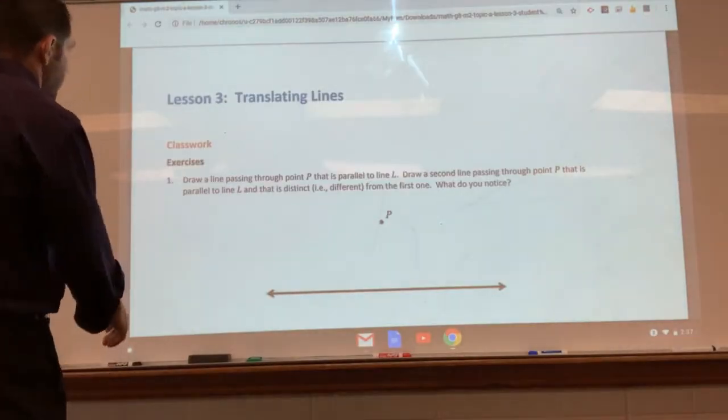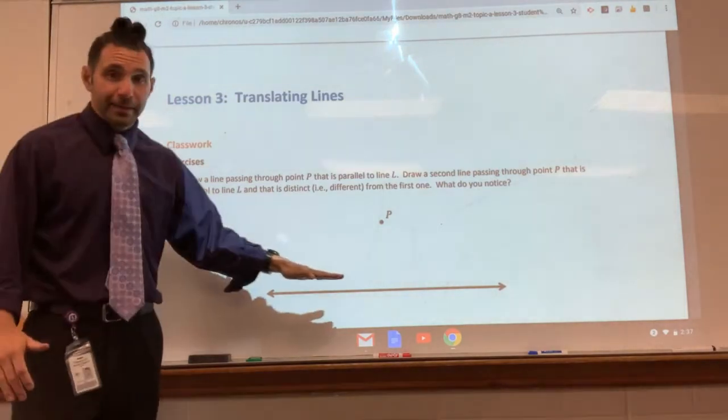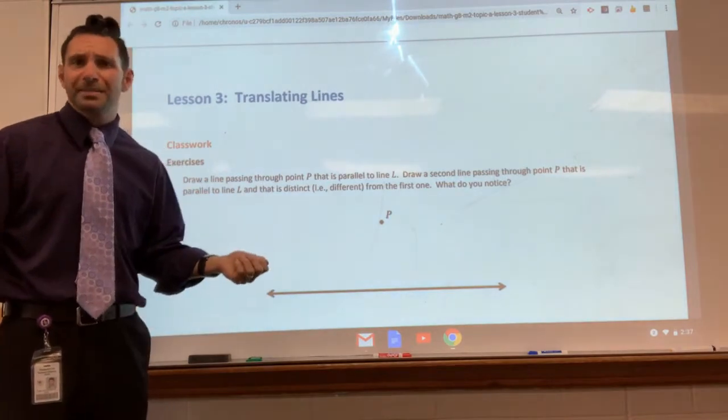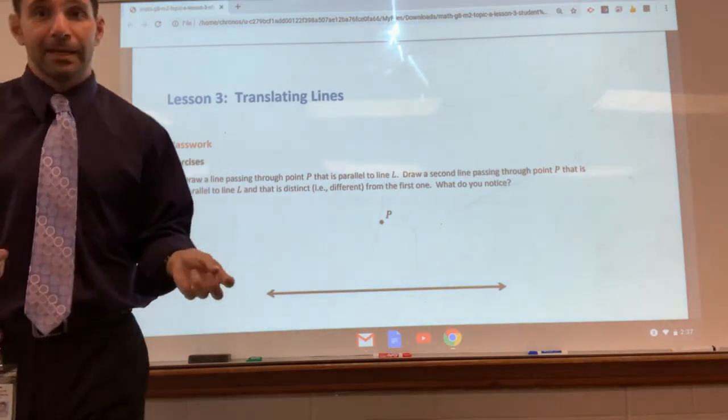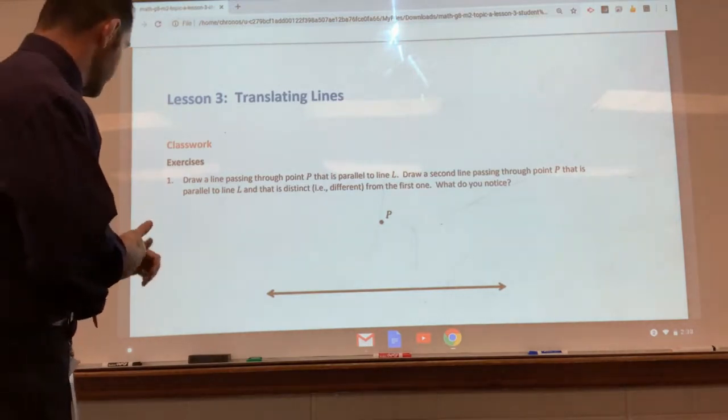Okay, so we are in lesson 3 of module 2, translating lines. Remember, translations are those slides. The length does not change, but because it's a line, it doesn't have a length. We learned this last year, that lines go forever in both directions.